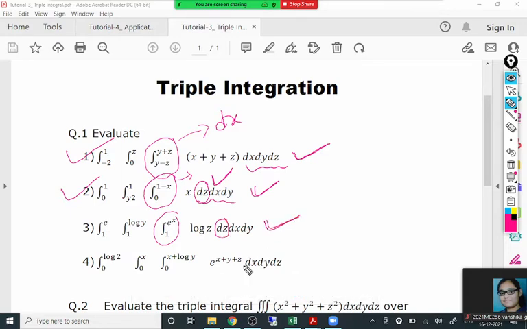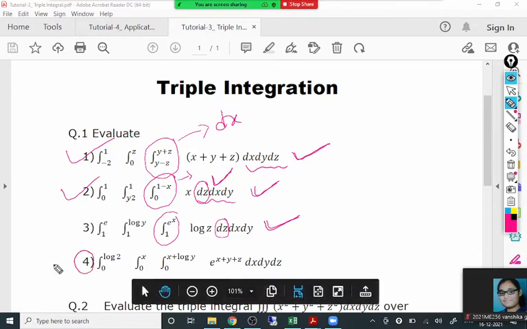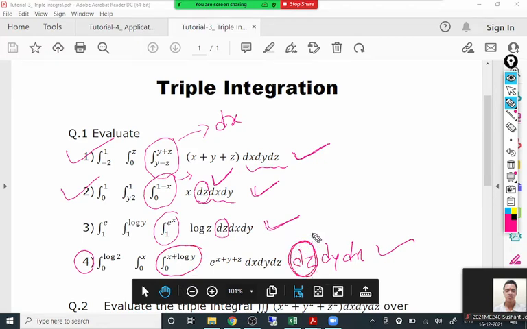But what about the last, fourth one? What should be the order? So dz dy dx. Yes, the correct order is dz, dy and dx. The reason is inner limits are in terms of x and y, so obviously we should integrate first with z only. Here there is no choice. So we have to change the given order. This is not a correct order given. We have to integrate first z, then y and x. So that is the first thing, how we can decide the order.